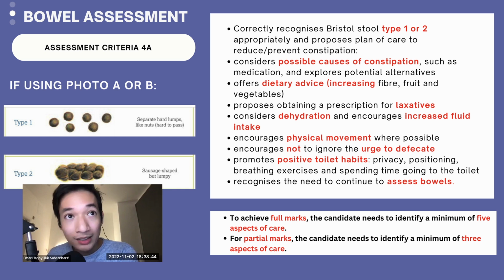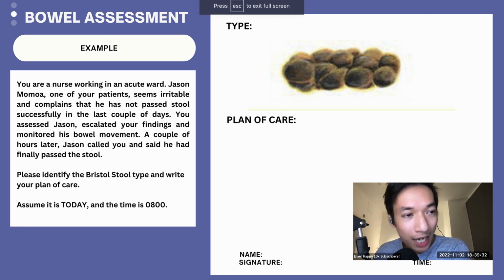The next one, the dietary advice. Next is, of course, your laxative. The next one, the dehydration and of course increased fluid intake. Next is physical movement. Next is not to ignore urge to defecate, your positive toilet habits, and of course, to assess the bowel frequently. Okay? I hope that helps. I will give you an example of a scenario that you might encounter in the examination.